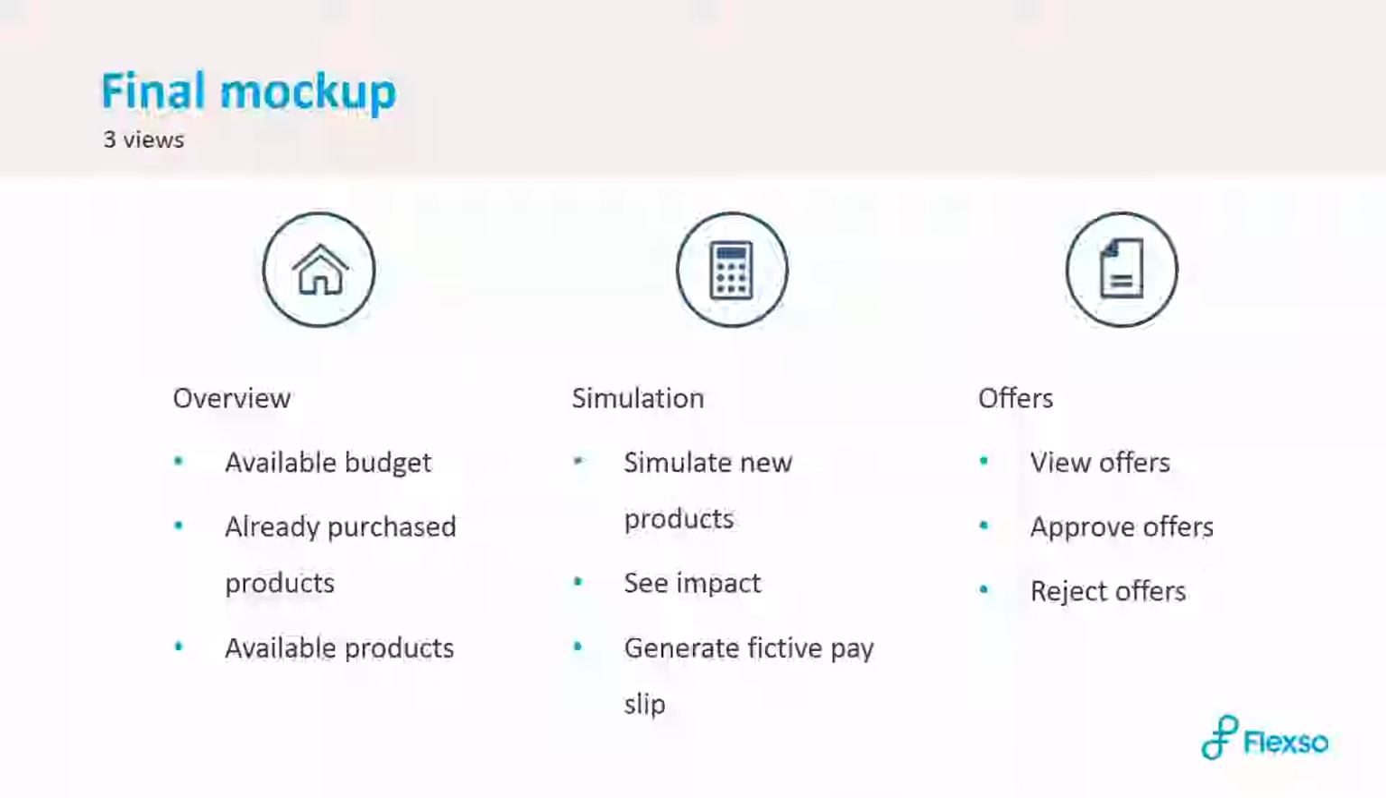In our prototype, we came up with three different views. First, we had the overview, where an employee should be able to see his available budget, his currently already purchased products, and the products that are available for purchase. In the second view, he can simulate new products and see the impact of the new products on his current situation. And he can also generate a fictive pay slip to really see how much net wage he ends up with if he buys that product. In the third view, all the offers are collected and can be displayed, and the offers can also be approved or rejected.